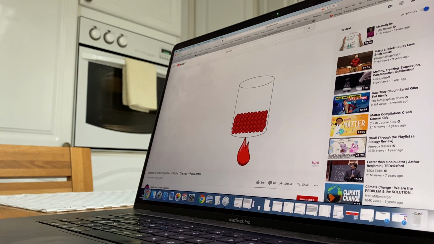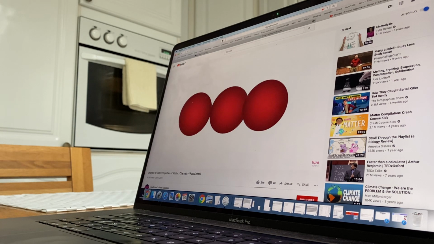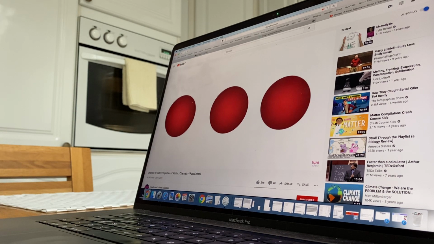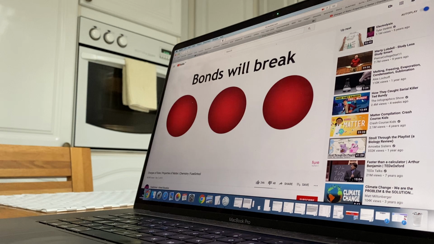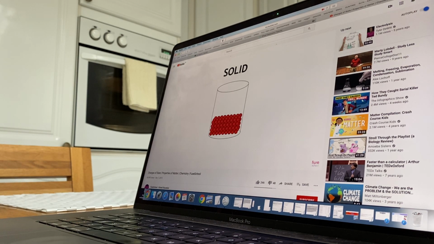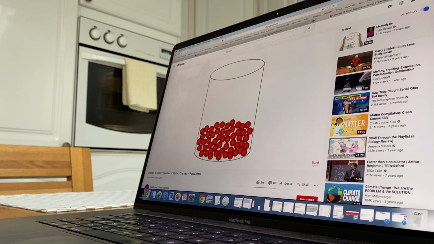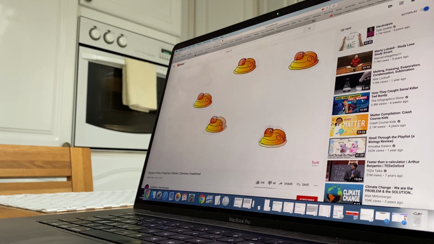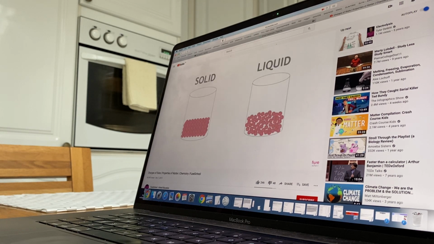Imagine heating the solid, raising its temperature and giving each particle more energy. The particles vibrate more and more until they have enough energy to break out of the lattice. The bonds will break and the atoms begin to move around much more easily. The substance will change into a liquid. With more energy, you can imagine the atoms moving freely around like dodgem cars at the fair. This change is called melting.